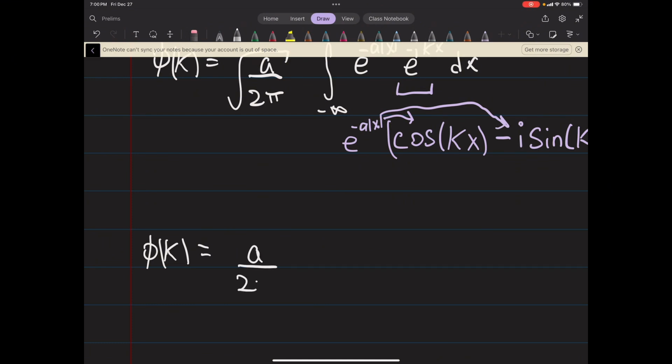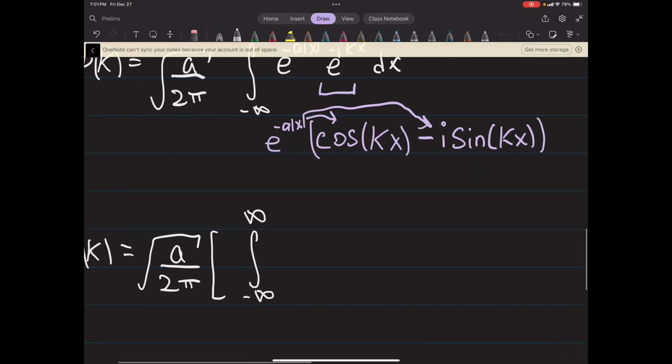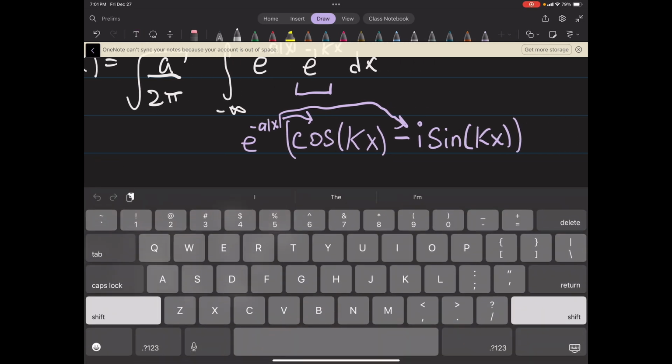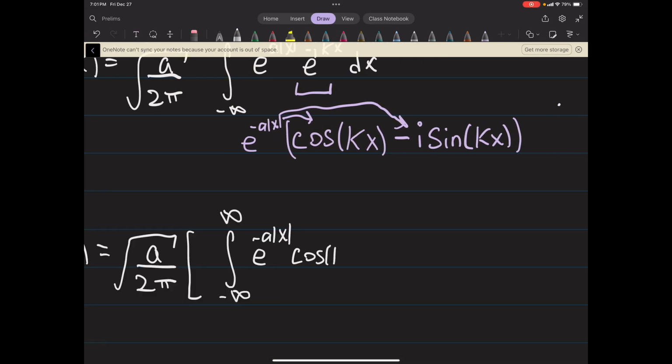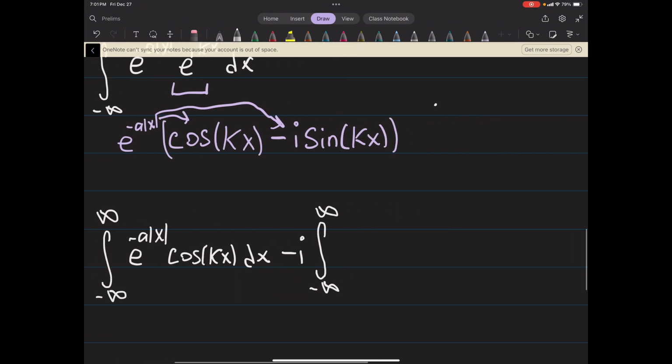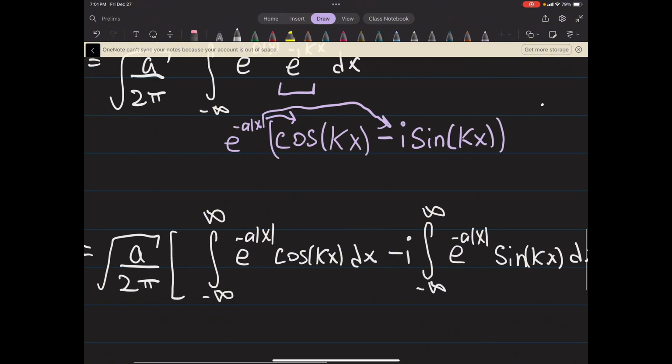A over 2 pi. So our first integral will be from minus infinity to positive infinity of e to the minus a absolute value of x, this is our cosine kx term, dx, minus i times the integral from minus infinity to positive infinity of e to the minus a absolute value of x sine kx dx. Okay.